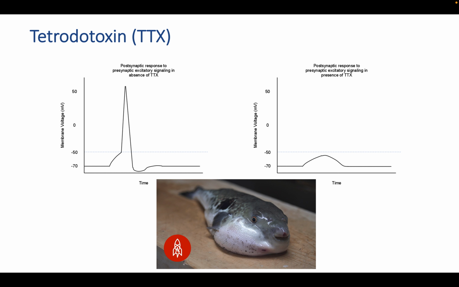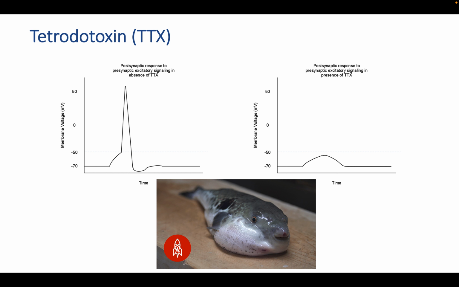If you look at the graph to the left here, this is a normal action potential: the postsynaptic response to presynaptic excitatory signaling in the absence of TTX, in the absence of tetrodotoxin. So you have your resting potential, you get a nice stimulus, you get up to threshold, you have an action potential, depolarization, repolarization, hyperpolarization, and then you go back to normal. What tetrodotoxin does is it binds and inactivates voltage-gated sodium channels.